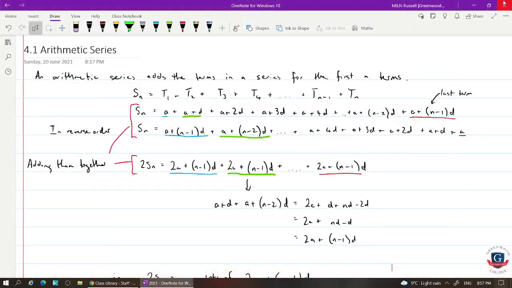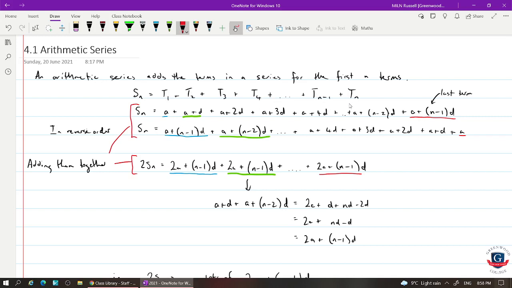Hi everybody, today we're going to have a look at arithmetic series. It's going to be a quick one. An arithmetic series adds the terms in a series for the first n terms. So given a general case, the sum of the first n terms is the first term plus the second term plus the third term plus all the intervening terms up to the second last term and the last term.